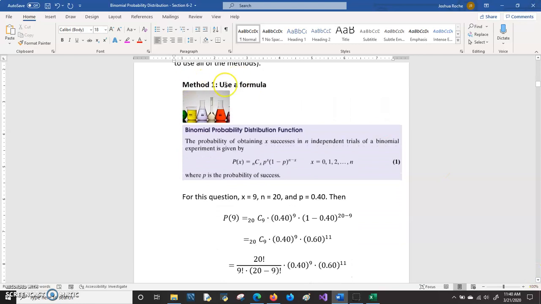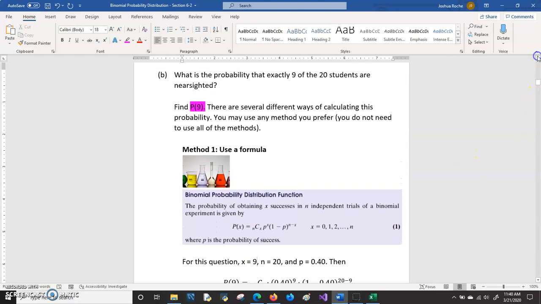The first way, method 1, is to use the formula. There's a formula for calculating a binomial probability. This formula is in the slides, it's in the book. And for this question, the x is the number that we're asking about in the probability. We want to know what's the probability that exactly 9 of the 20 students. That 9 is the x.